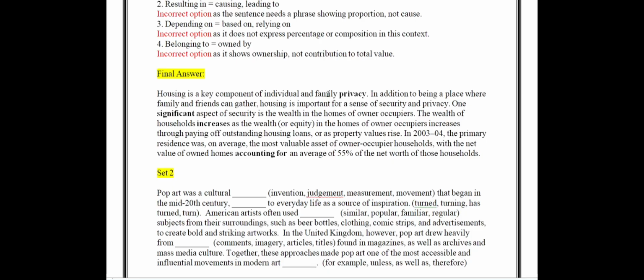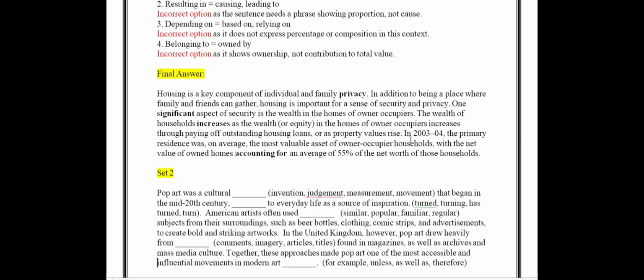Very good. In addition to being a place where family and friends can gather, housing is important for the sense of security and privacy. One significant aspect of security is the wealth in the homes of owner occupiers. The wealth of households increases as the wealth in the homes of owner occupiers increases through paying of outstanding housing loans or as property values increase.